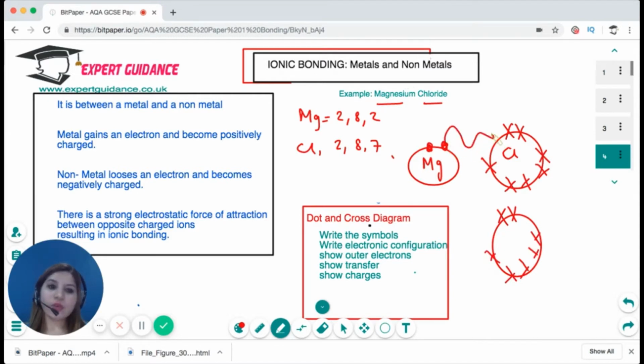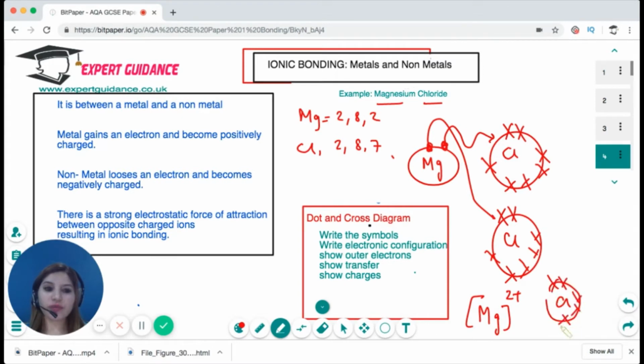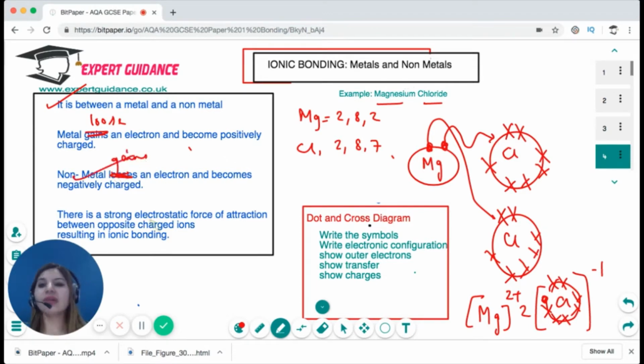Magnesium will lose 1 electron to chlorine. Magnesium has to get rid of 1 more, so it will take the help of another chlorine. At the end, magnesium has lost 2 electrons and will have a 2+ charge. Chlorine has 7 electrons plus the one gained, with a 1- charge, and there are 2 chlorines. So ionic bonding is between a metal and a non-metal. The metal loses an electron and becomes positively charged. The non-metal gains an electron and becomes negatively charged. There's a strong electrostatic force of attraction between oppositely charged ions, resulting in ionic bonding.